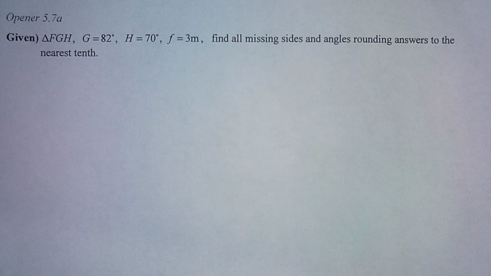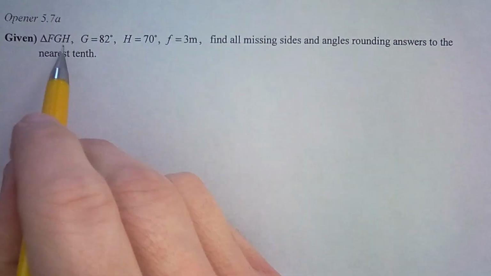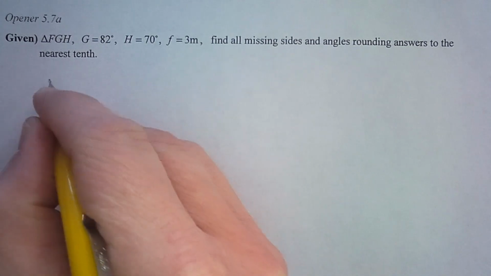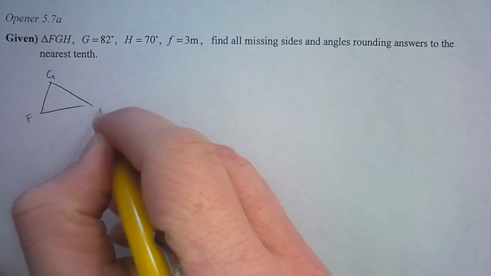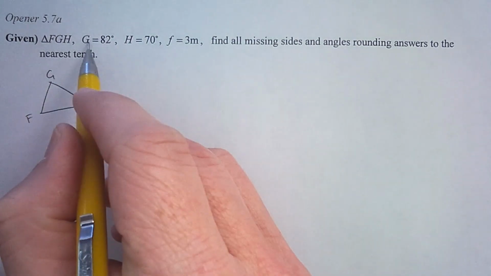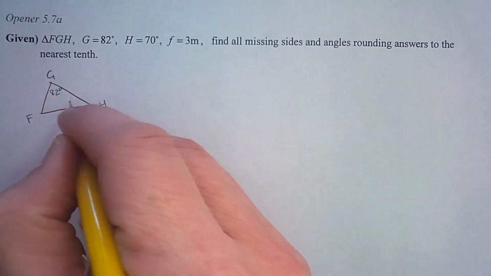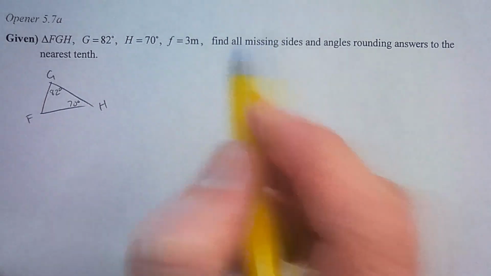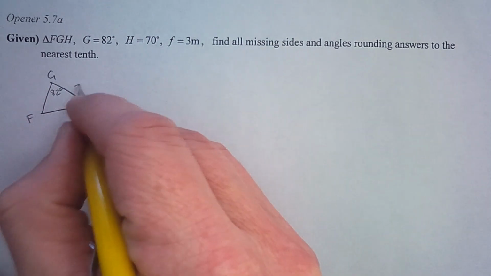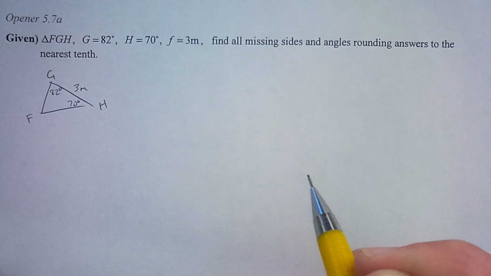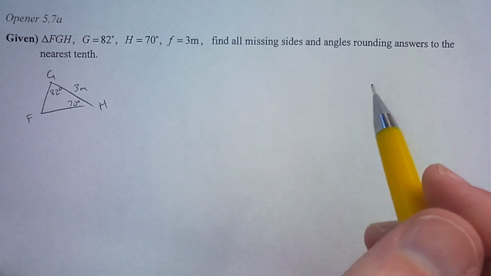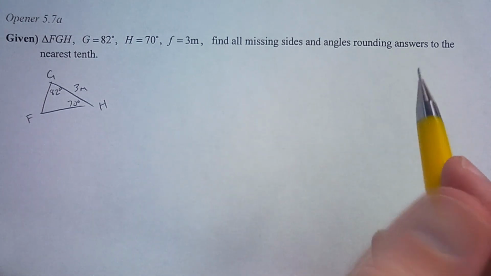Today we are going to talk about a particular problem with the law of sines. We'll start by just practicing law of sines here. So in triangle FGH, angle G is 82 degrees, angle H is 70 degrees, and side F is 3 meters. Okay, so from there we want to find all missing sides and angles.